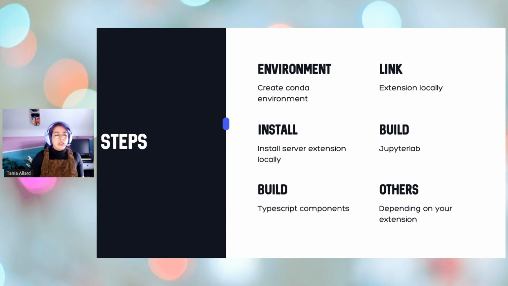And these are briefly the steps that you're going to follow as you're developing your extension. You first are going to need to create a conda environment. There are ways around it, but it's the most straightforward way to do it. You're then going to need to install your server extension locally, so that you can actually work on it and reflect changes.